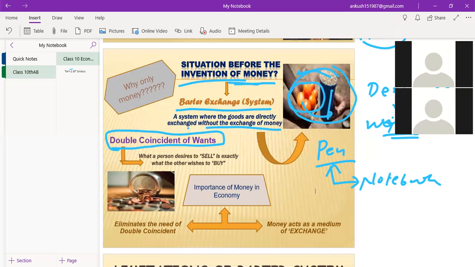Adarsh, are you getting what I'm asking you? So is there any chance to have the double coincidence of wants? I just explained: what a person desires to sell is exactly what the other wishes to buy. Suppose you want to sell me the pen, but I don't want to purchase your pen. Would there be a double coincidence of wants? No.